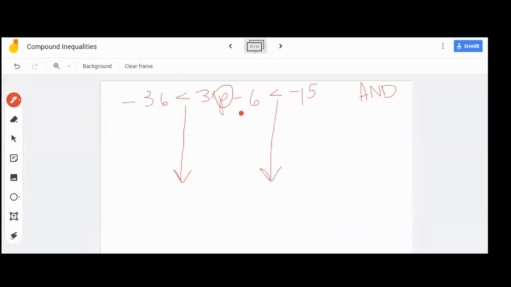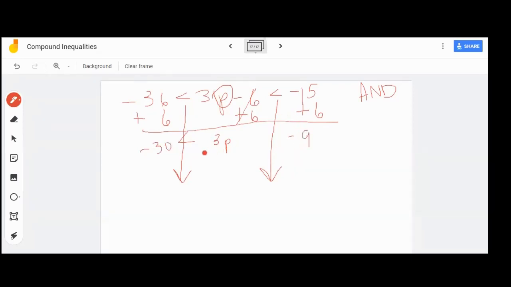So we want to go through the same process to solve. We want to get P alone. We'll be moving the 6 first. The only difference is you're adding 6 in all three areas versus just adding 6 on one side. So it's in 3 places. The 6's cancel. We're left with 3P in the middle. Over here, -30, and here, -9.